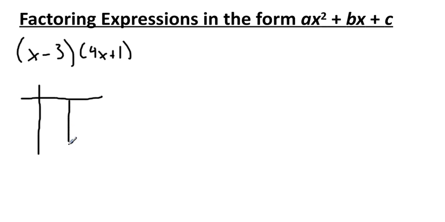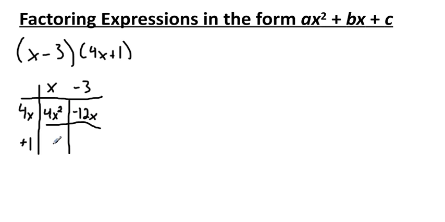And we're going to draw something that looks like this here. Across the top, we're going to put our first binomial, x minus 3. And across the side, we're going to put 4x plus 1. To fill in the box, we're going to look at this top left-hand corner first. It comes from multiplying 4x times x, which gives us 4x squared. The next box to the right here comes from 4x times negative 3, which would give us negative 12x.